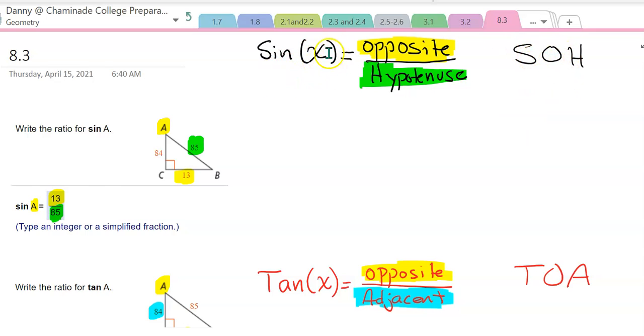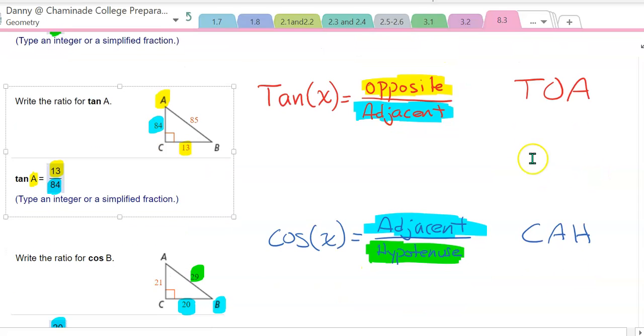The sine of the angle, whatever we're told, A or B, is equal to the ratio of that opposite side length, 13, and the hypotenuse length, 85. Reduce if you can. Pretty tough stuff, people. And then we have tangent, which is TOA, opposite over adjacent. So we have to look at what angle are we talking about. It is angle A, and so its opposite side is 13. Its adjacent side is 84. I can't reduce, and we are done.